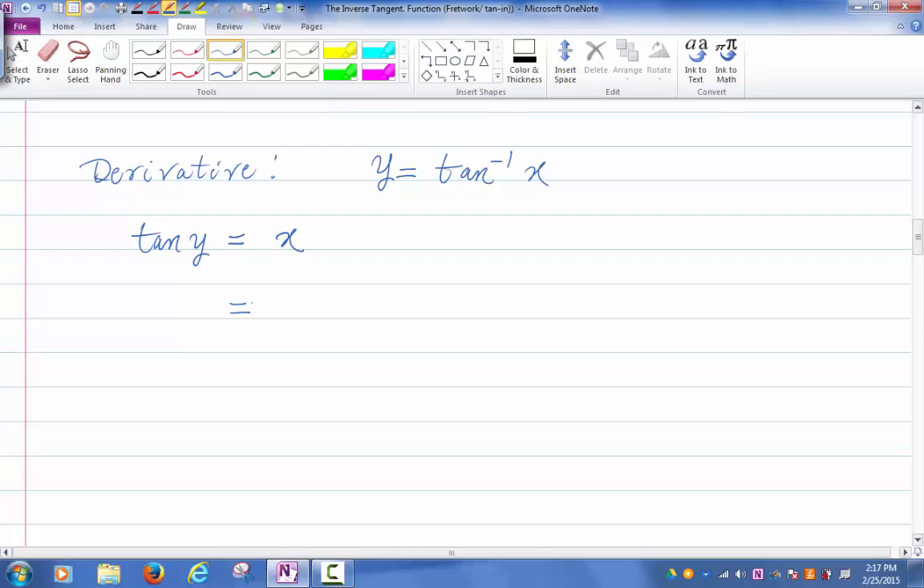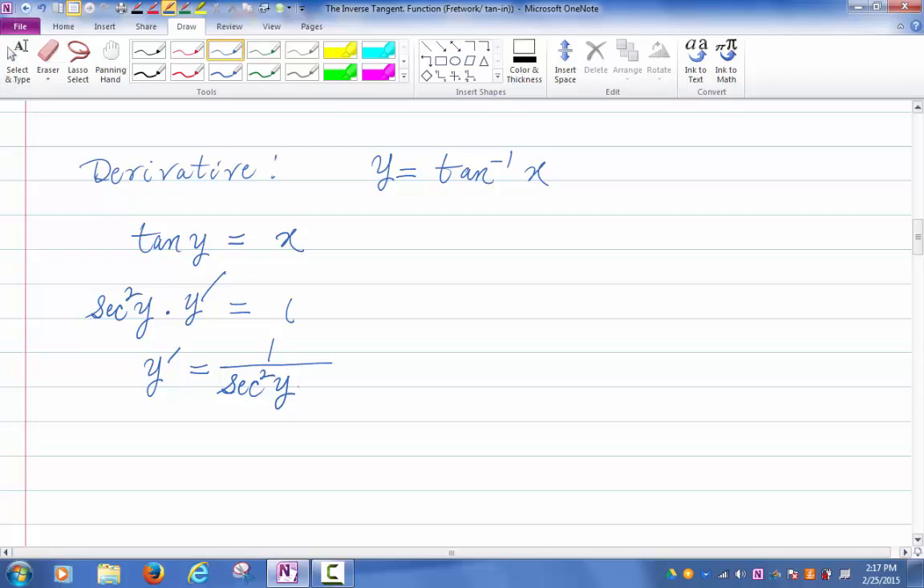Now you take the derivative of both sides with respect to x. What's the derivative of x with respect to x? 1. What's the derivative of tangent of y with respect to y? Secant squared of y, and am I forgetting anything? Times the y prime, or you could say dy dx. Well, this implies then y prime is 1 over secant squared of y.